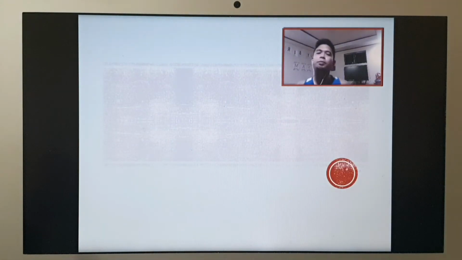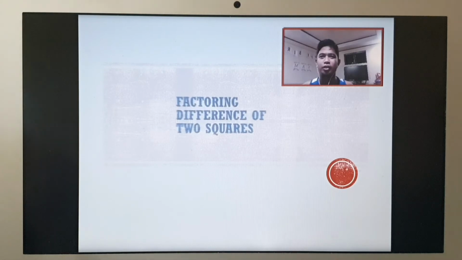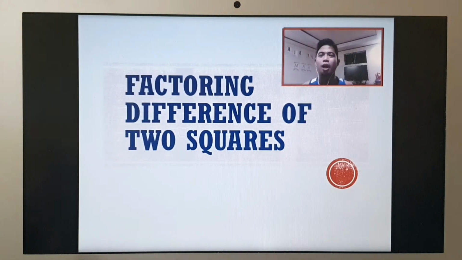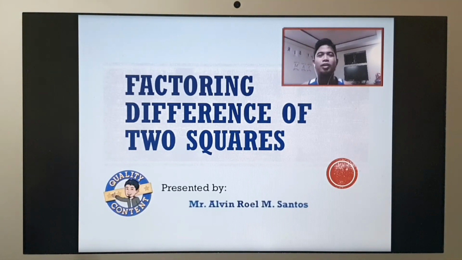To solve such problem that we previously had, we need to understand the topic that we will discuss today, and that is factoring difference of two squares. By the way, before I proceed, may I introduce myself? I am Mr. Alvin Ruel Santos, your math teacher for today.